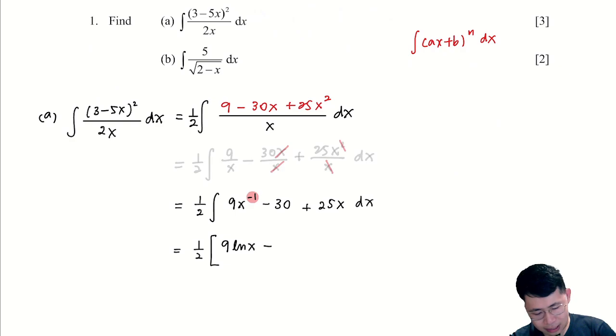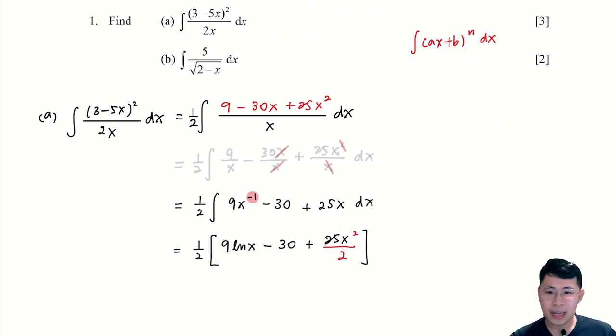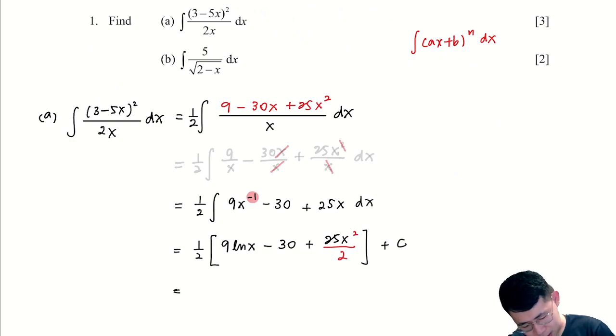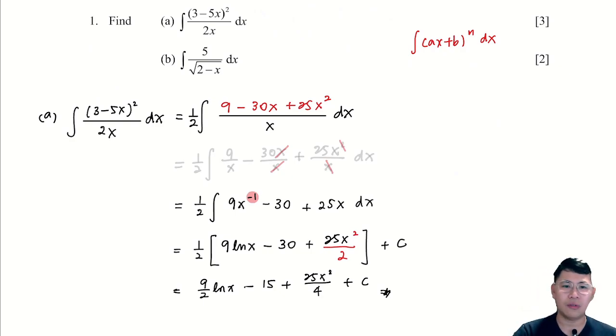Next, 30 is a constant. So we have 30 x power 0 plus 1 over 1, so it's just 30x. Plus now 25x power plus 1 divided by new power. Like that, we can keep our answer like this plus c. If we want, we can simplify or expand this to individual terms: 9 over 2 minus 15 plus 25x squared over 4 plus c. So this is the end of question 1.